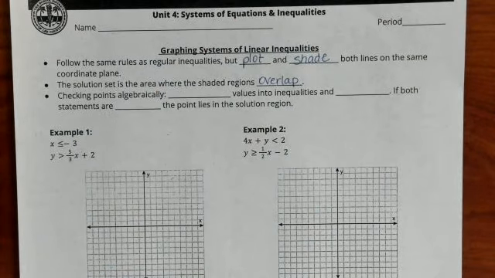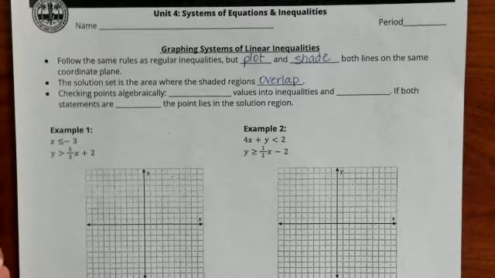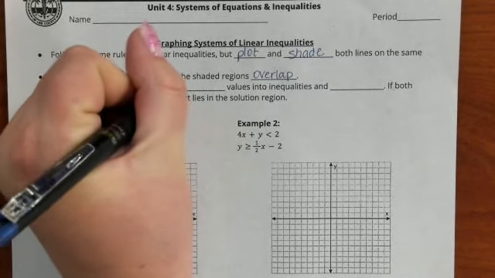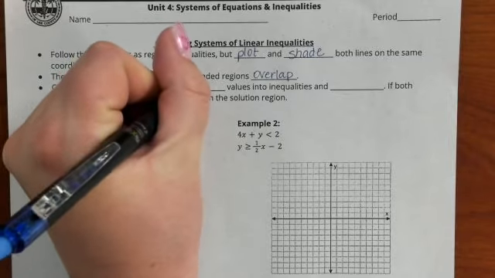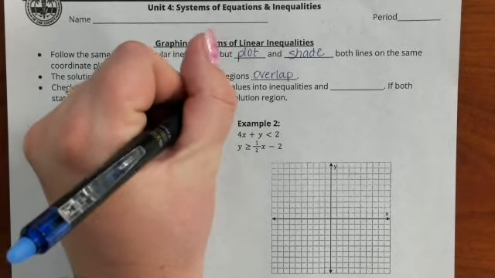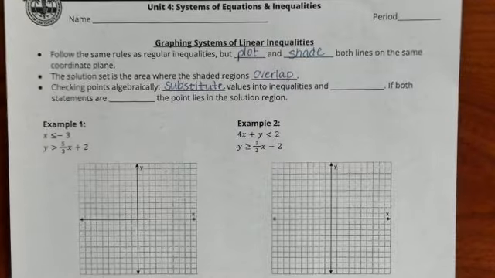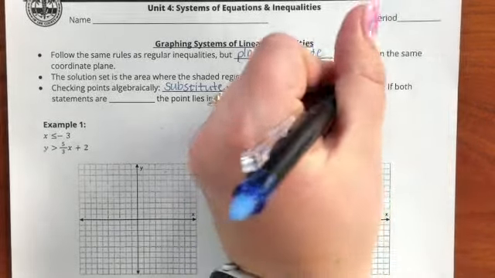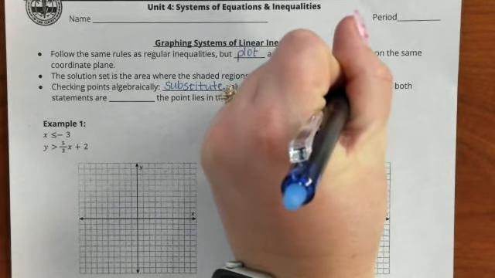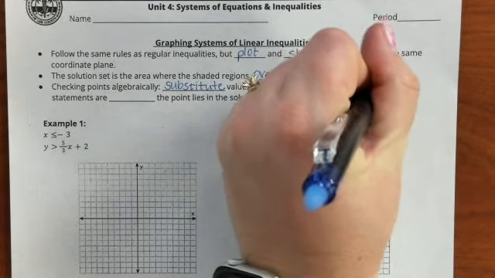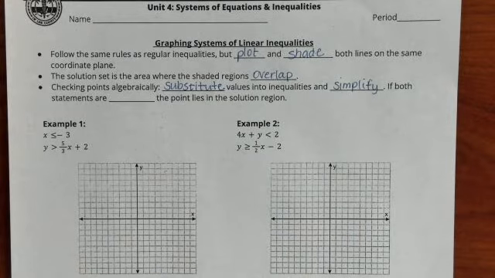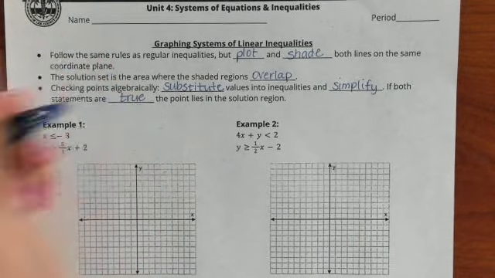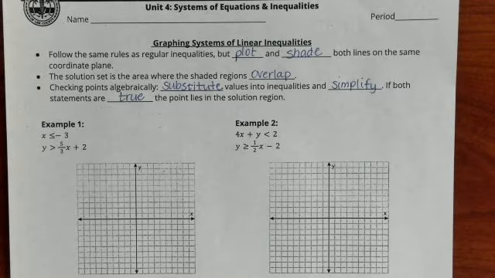We can check points algebraically if we want to check to see if we solved it correctly by substituting. You can always check an answer with substitution. So we can either substitute values into the inequality and simplify, and then if both statements are true, the point lies in the solution region.